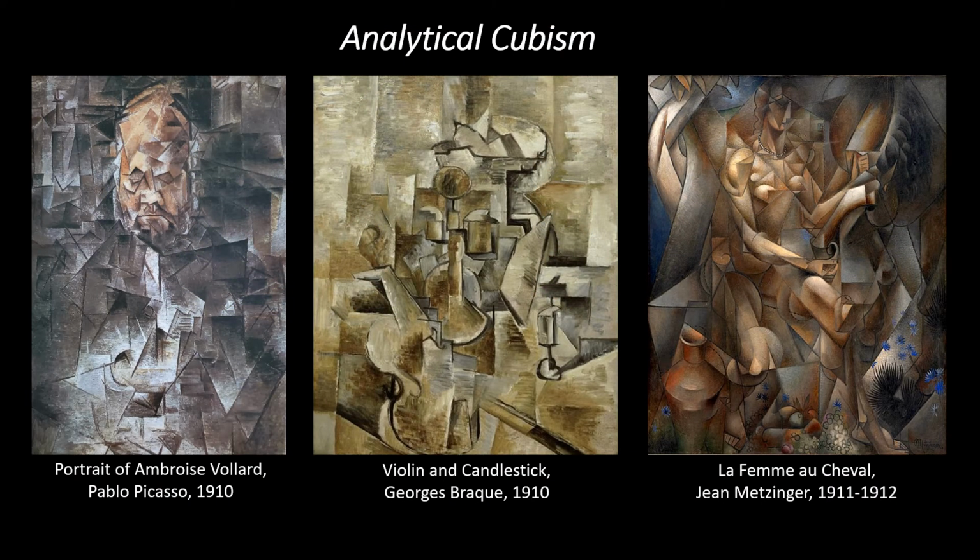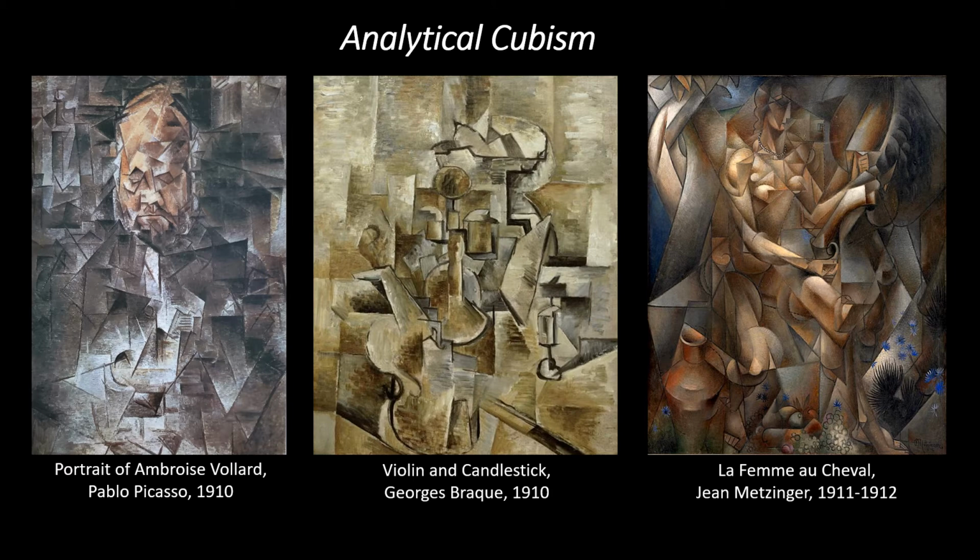The Cubist movement was pioneered by Pablo Picasso and Georges Braque, later to be joined by Jean Metzinger, Robert Delaunay, Fernand Léger, and many others. The history of Cubism is divided into two phases, analytical and synthetic.